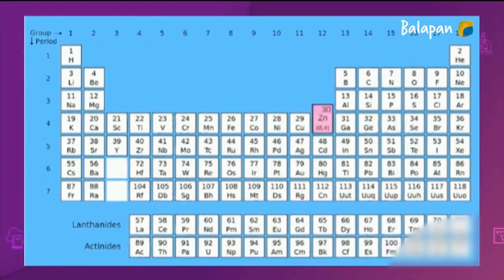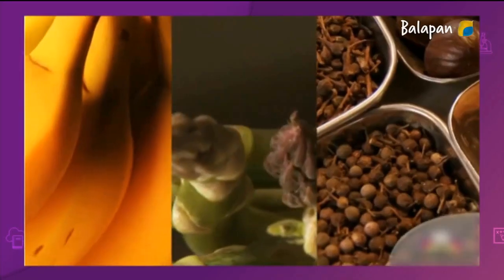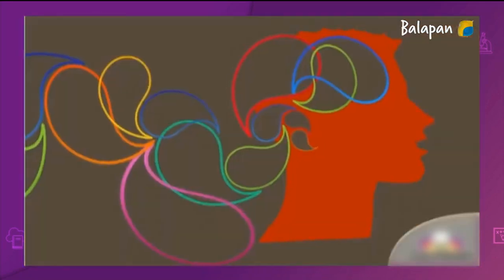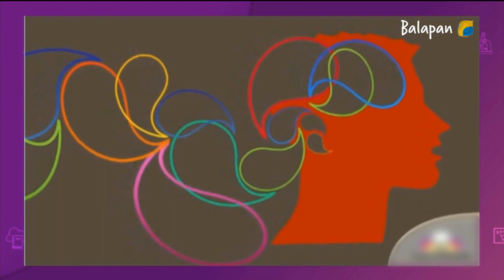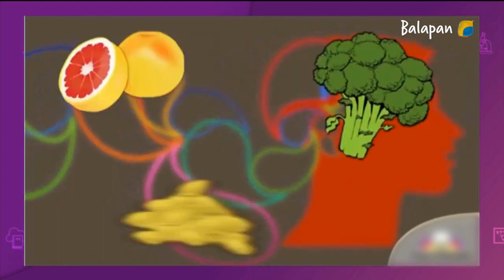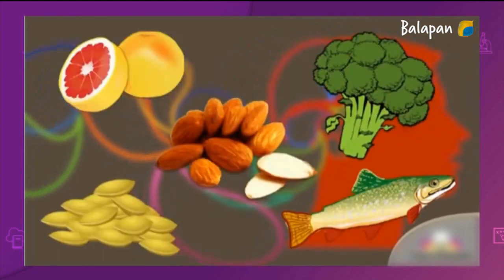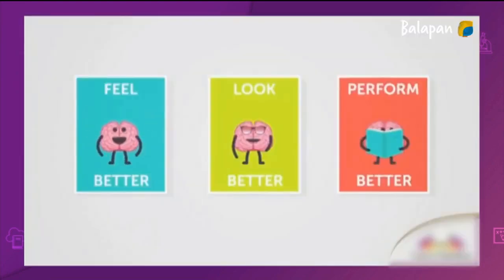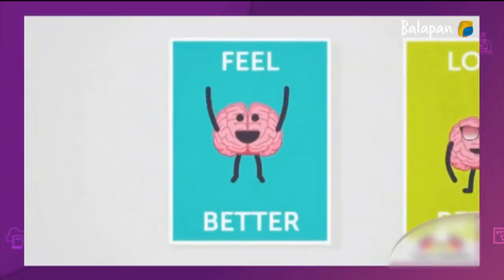Micronutrients such as zinc, iron, copper, and sodium protect the brain from diseases. They can be found in fruit, vegetables, and nuts. Overall, a diet rich in fruit, vegetables, seeds, nuts, and oily fish, and low in red meat and sugar, is the best way to maintain a healthy body, mind, and brain.